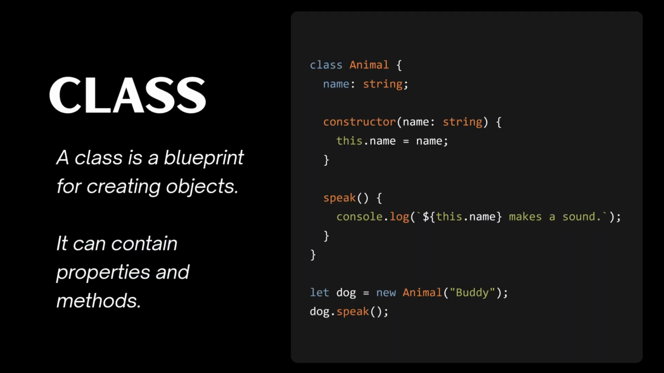Class. A class is a blueprint for creating objects. It can contain properties and methods. class Animal { name: string; constructor(name: string) { this.name = name; } speak() { console.log(this.name + " makes a sound"); } }. let dog = new Animal("Buddy"); dog.speak(). Classes help organize code, especially when working with many objects that share the same structure.